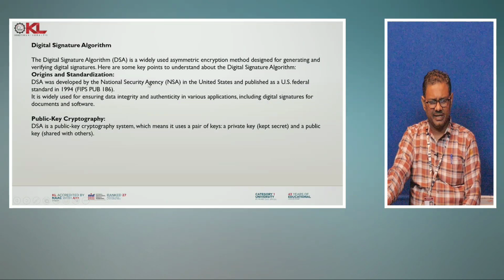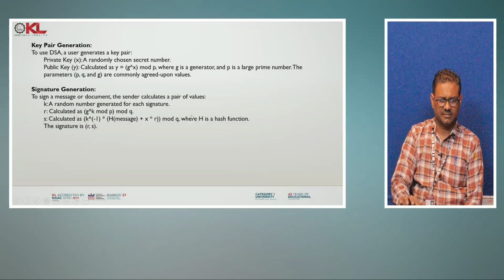DSA was developed by the National Security Agency, United States, and published as a US federal standard. It is widely used for ensuring data integrity and authenticity in various applications, including digital signatures for documents and software. So, for document safety we are using digital signatures, and software safety also. So the DSA is a public key cryptosystem, which means it uses a pair of keys, private key as well as public key. Here also we are using both public and private key.